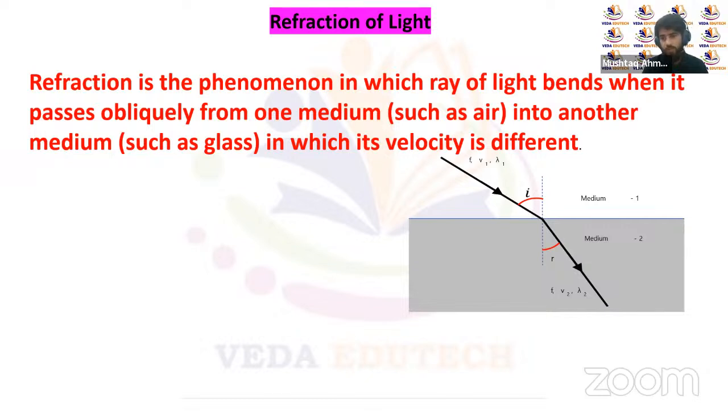And suppose you can see here the ray of light is passing from air. Let's suppose the first medium is air, and the second medium can be water or any other medium, glass as well. When this ray of light passes through the interface between the two media, the ray of light will bend. This bending of the ray of light is called the phenomenon of refraction.